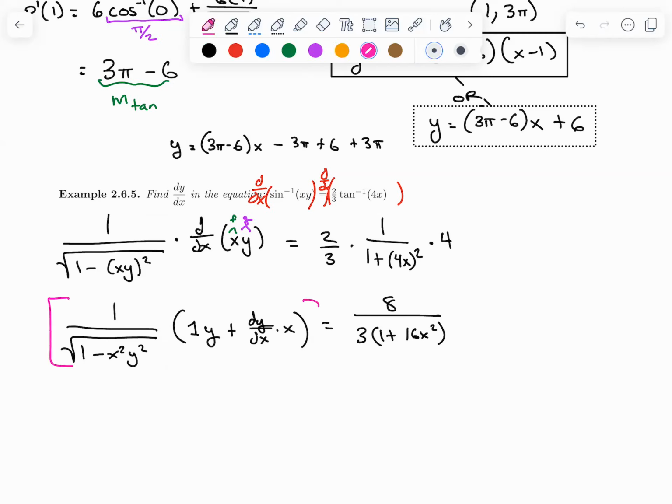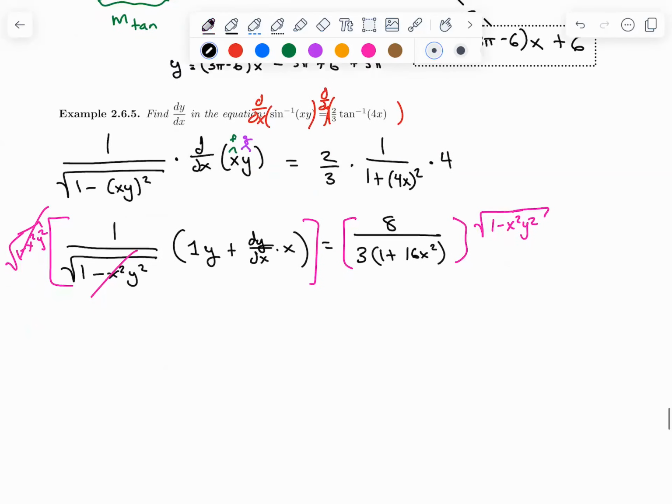So I'm going to multiply both sides by that value so that it cancels it here. And so we get y plus x dy dx is equal to 8 square root of 1 minus x squared y squared divided by. Do you want us to distribute it in the 3 or just leave it? Leave it. I agree.